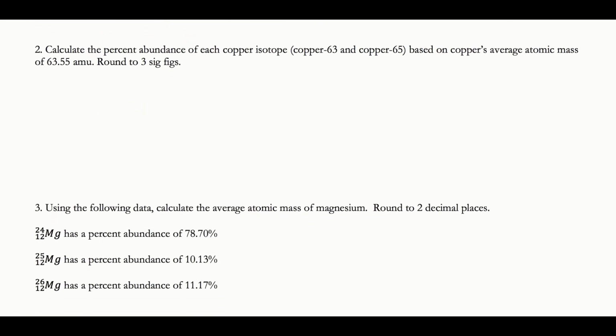Calculate the percent abundance of each copper isotope based on copper's average atomic mass of 63.55. So it now is asking me to find the percent abundance by giving me the average atomic mass.